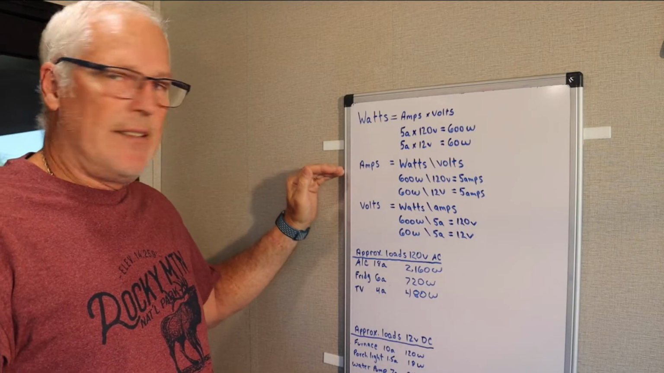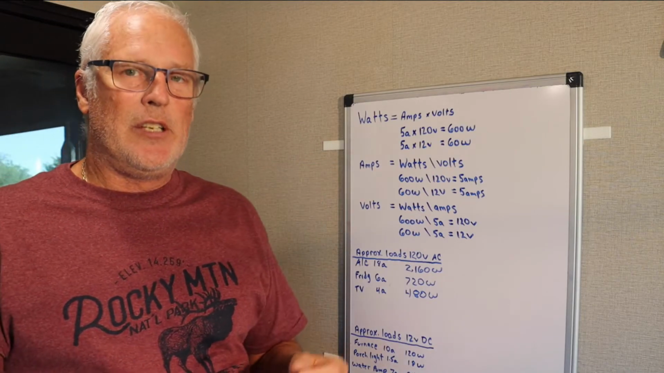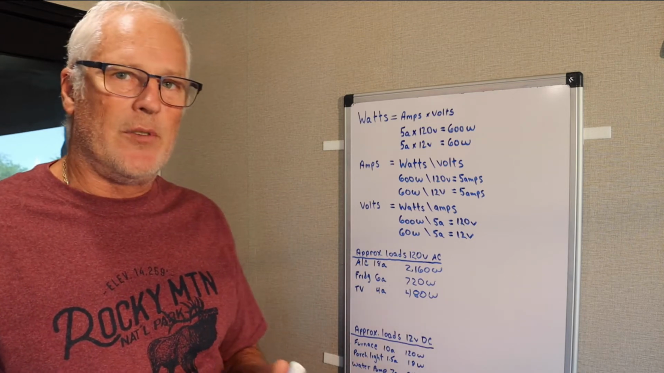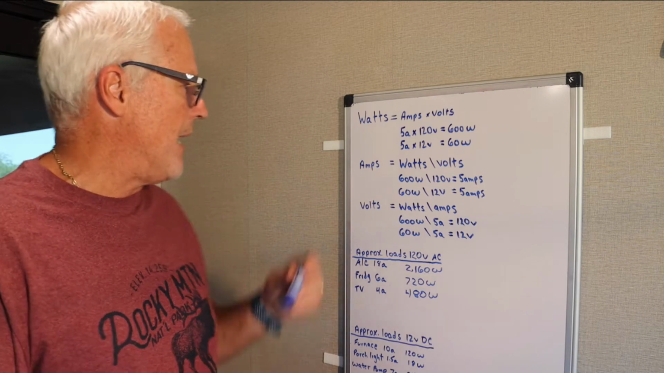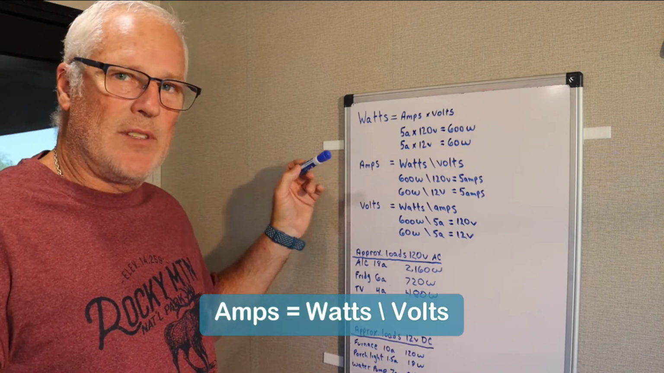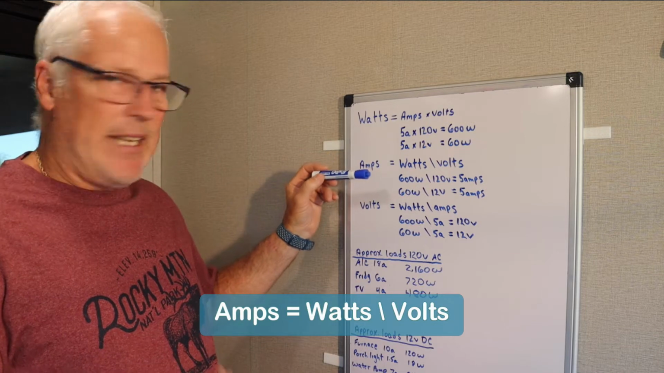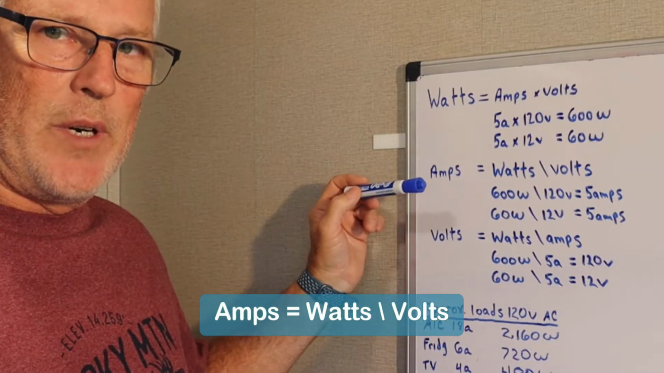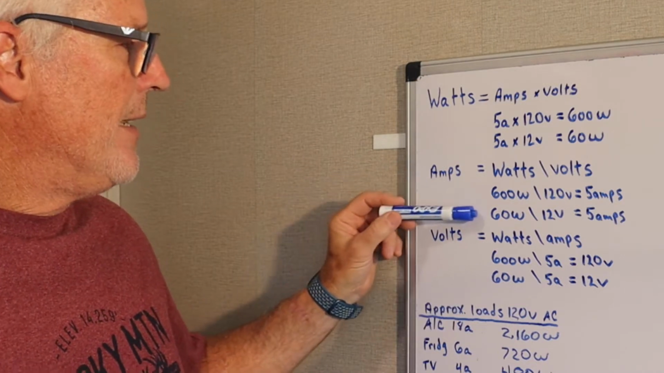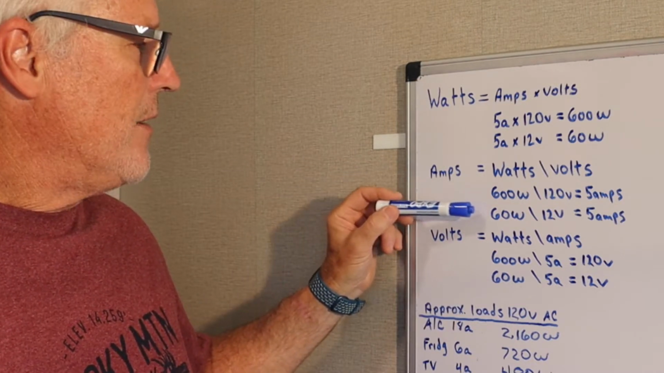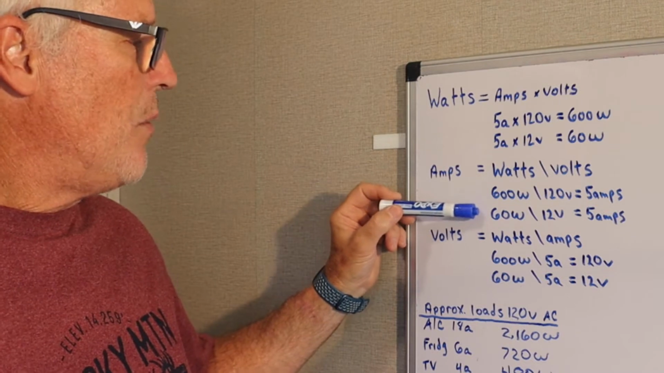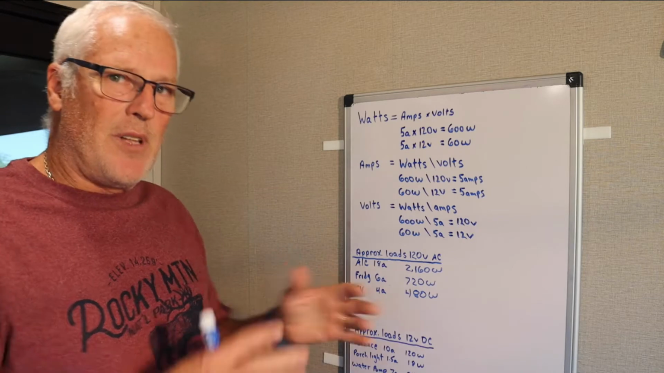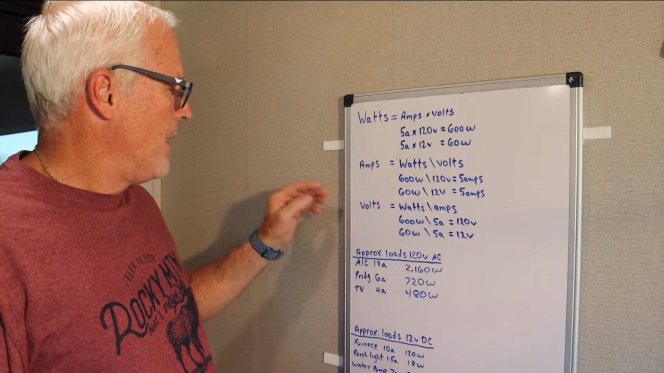The next piece of this is amps. Amps is just a measurement of current. You can think of water going through a garden hose. It's just an electrical term for that. Amps is watts divided by volts. Again, another quick example: 600 watts divided by 120 volts is 5 amps. Looking at the 12 volt side of things, or the DC side of things, 60 watts divided by 12 volts is 5 amps. This will all make a little bit more sense here in just a second.